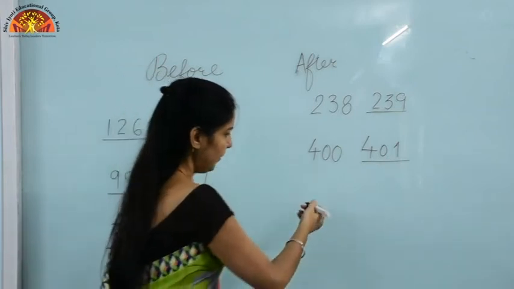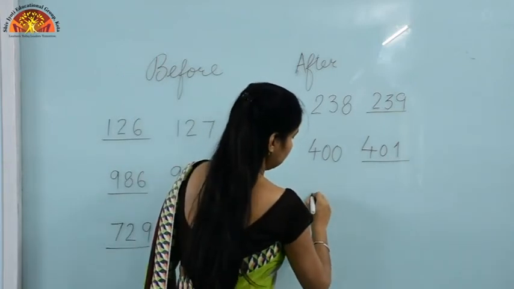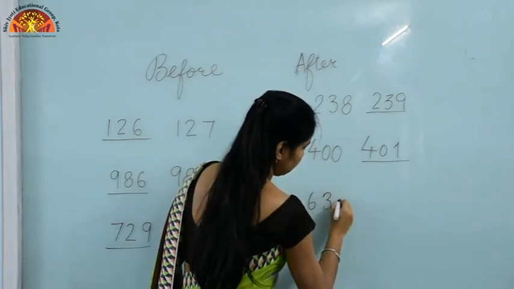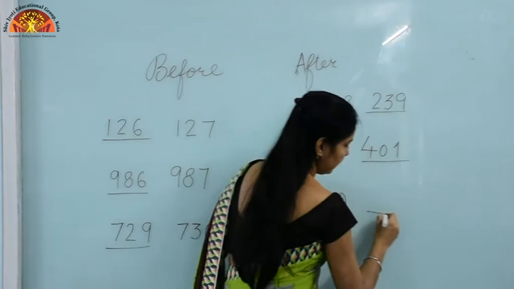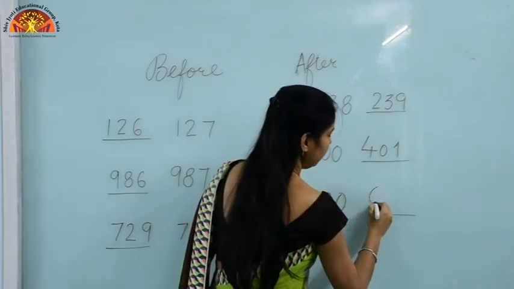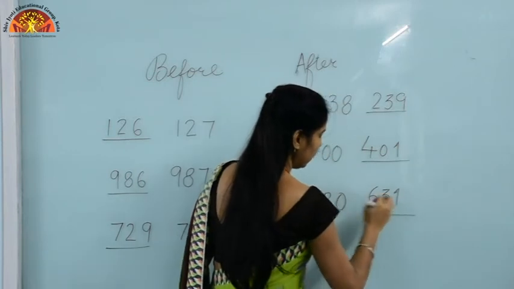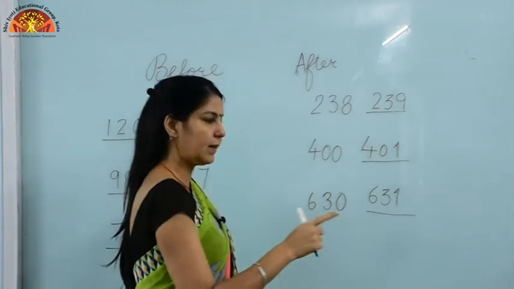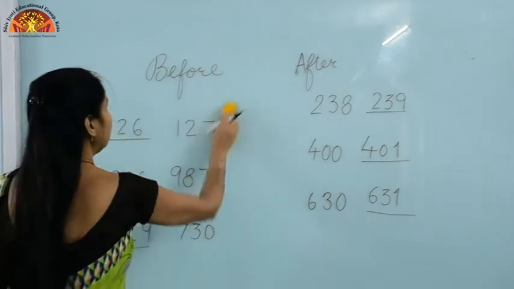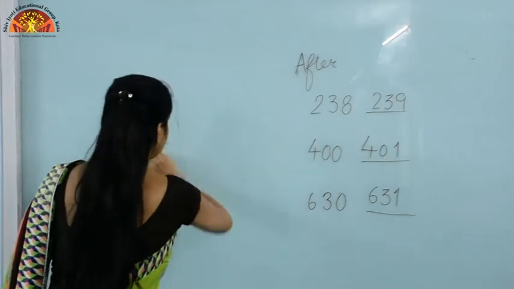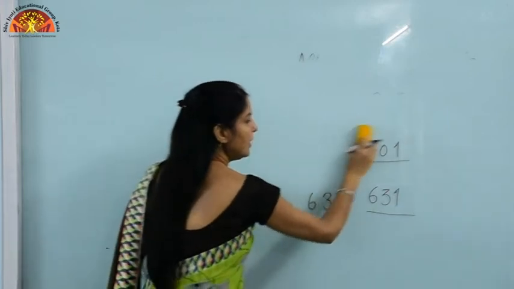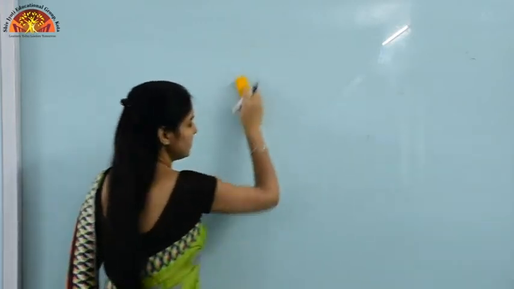Let's see one more example. 630. What will come after it? 631. When we add 1 to this, we will get 631. Now we will see the between numbers. What are between numbers? The between number is the number which is in the middle of two given numbers.